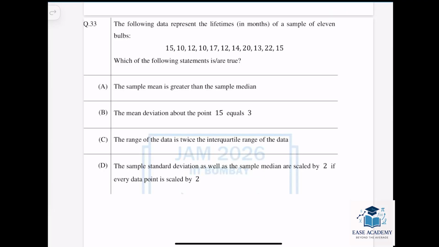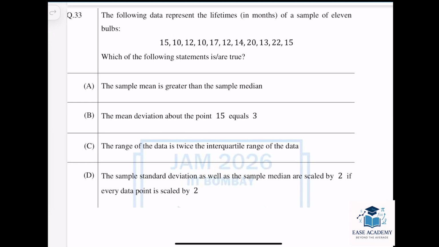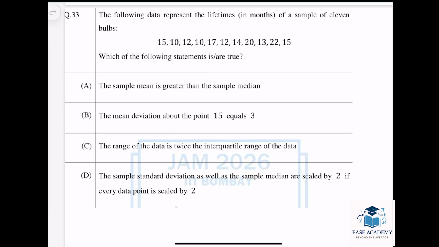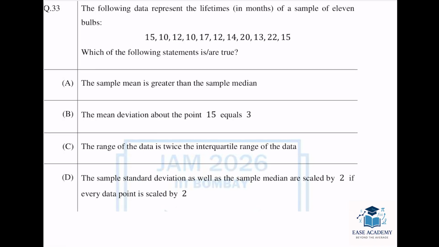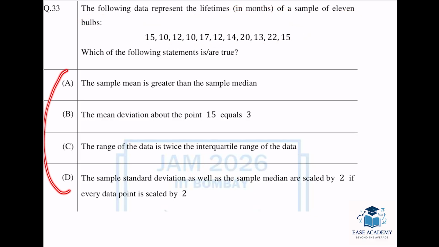So the question number 33 of this series IIT JAM MS 2026 PYQ solution. The question is, we have the data that represents the lifetime in months of a sample of 11 bulbs, that is this, and we need to check the options, and there can be more than one option that can be true. So the first is sample mean is greater than the sample median.